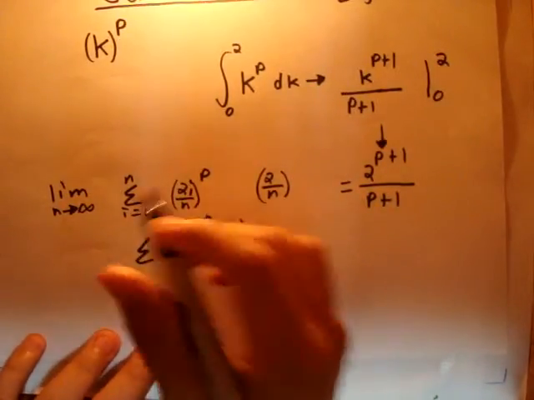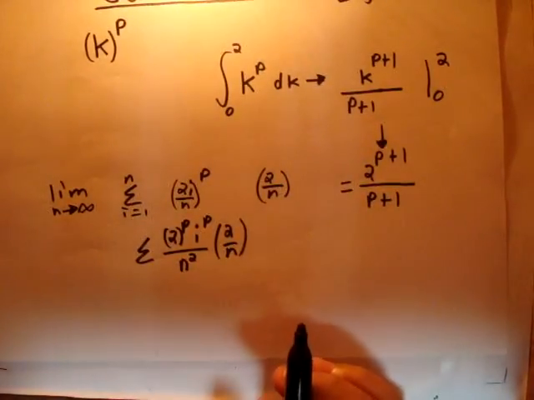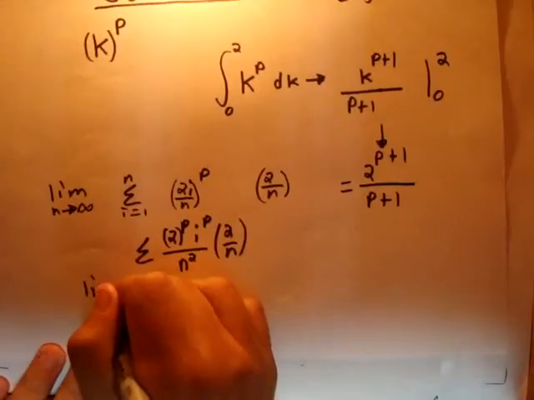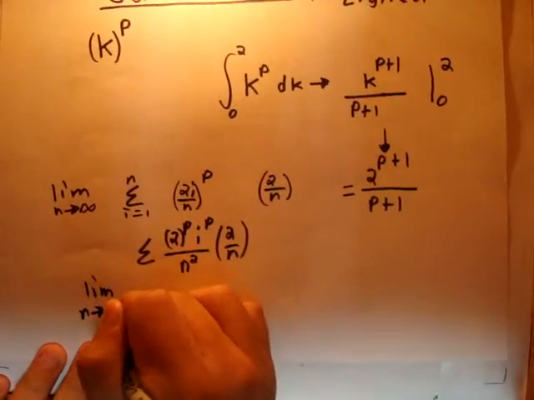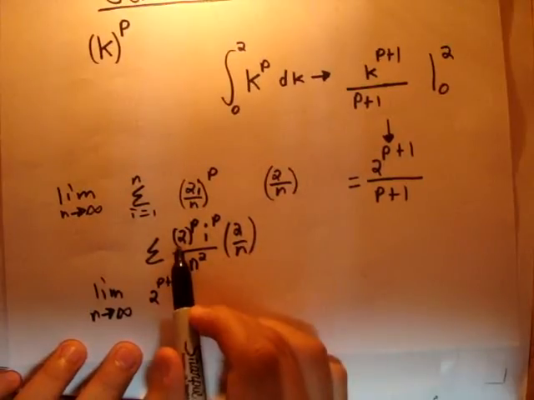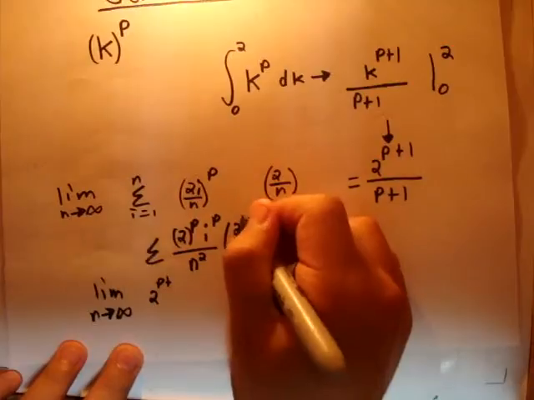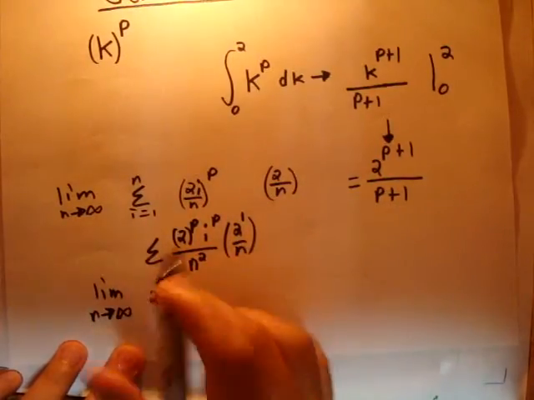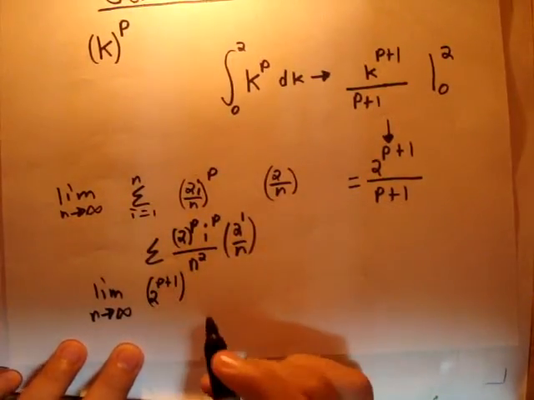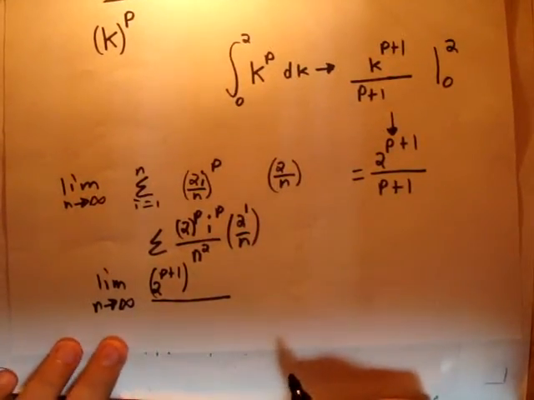Here we have the sigma. Now, everything other than the i^p can be extracted out, for it is a constant. So I can write a limit as n approaches infinity. We'll write 2^(p+1), because we have here 2^p times 2, which is the power of 1, so p plus 1, using the power rule. Not power, I'll call it the general exponent rule, I think that's what they're called.